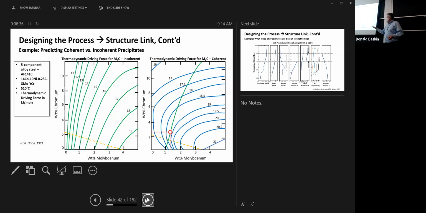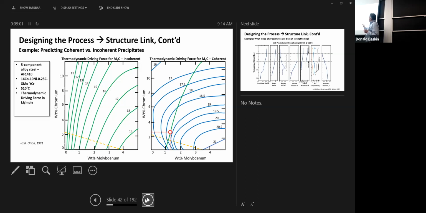So you can imagine a poor little graduate student mixing a bunch of little compositions along this line, making little billets, and then solution treating, quenching, and tempering these little billets, and then doing hardness checks to see how hard they are. What this graduate student found out, well, before I go there, actually.